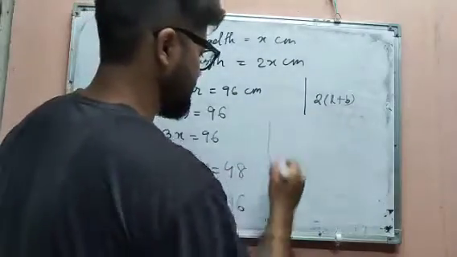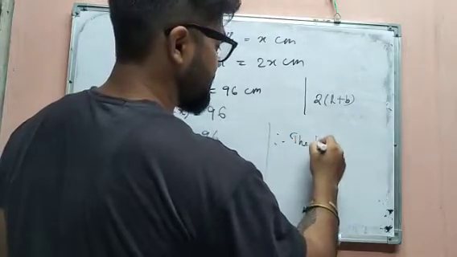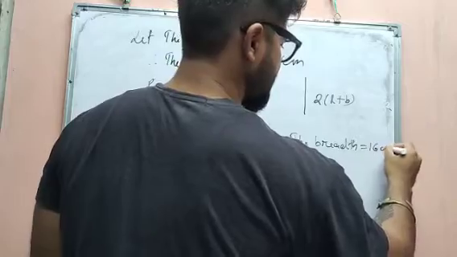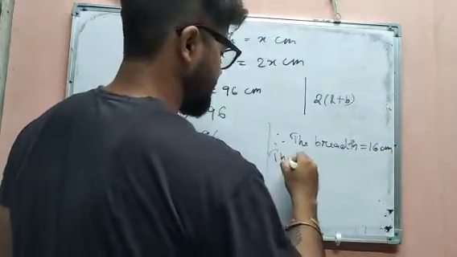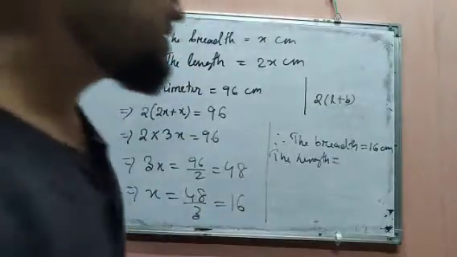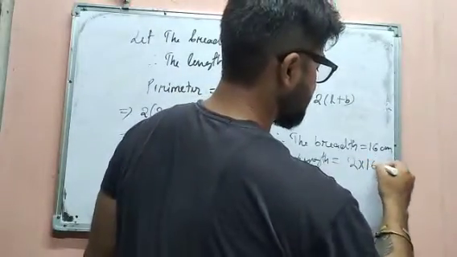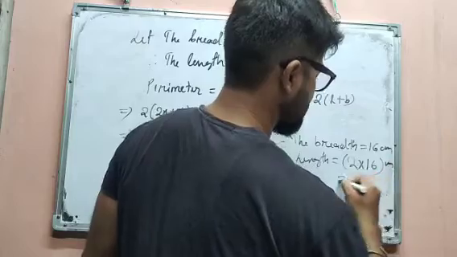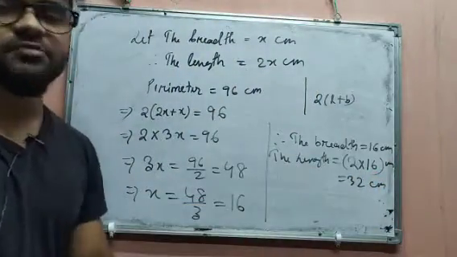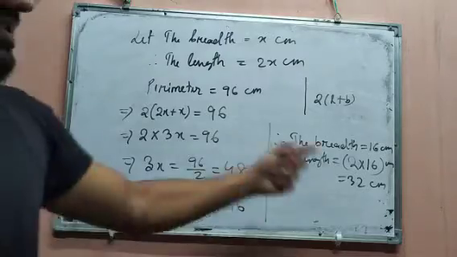Therefore the breadth equals 16 centimeter. The length equals twice the breadth, that means 2 into 16 centimeter, equal to 32 centimeter. So length is 32 centimeter and breadth is 16 centimeter.